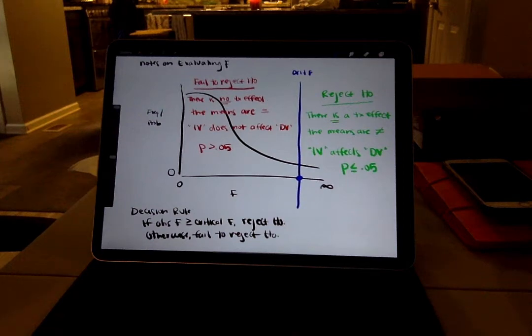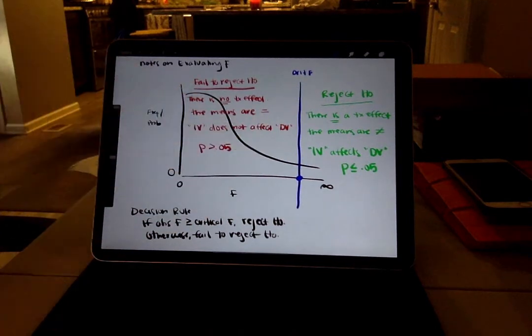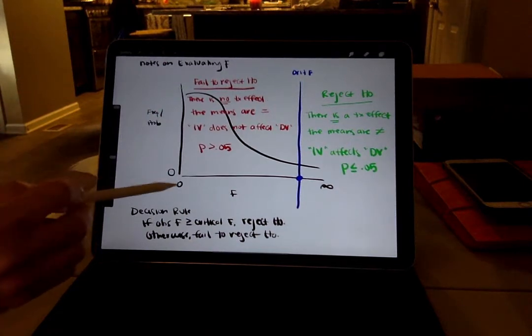This is a short video that summarizes and clarifies a lot of information in terms of how it is that we use the theoretical sampling distribution to evaluate our F ratio. So what I've drawn here is the curve for the theoretical sampling distribution of F. Just a few notes on this curve.